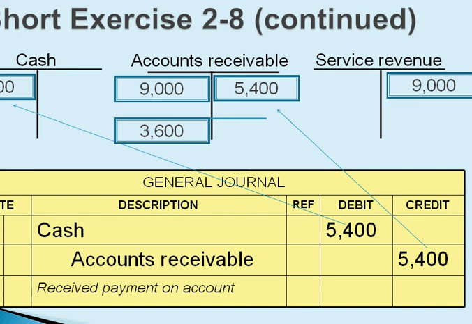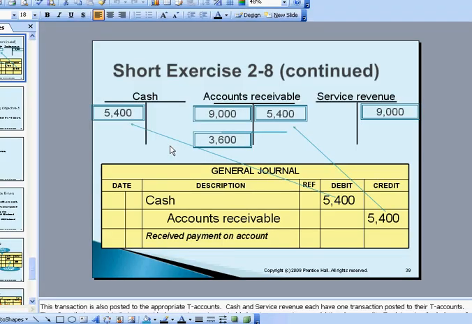So the three questions that needed to be answered: how much did the business earn? That's the $9,000, and the service revenue account reflects that amount. How much in total assets did the business acquire as a result of the two transactions? Well, they received $5,400 in cash, and they have another $3,600 in receivables, so that would be a total of $9,000 that the assets increased.